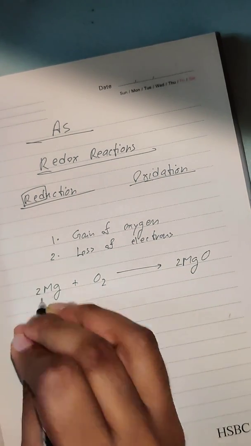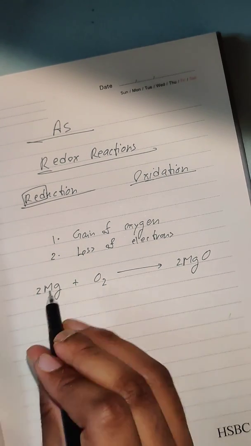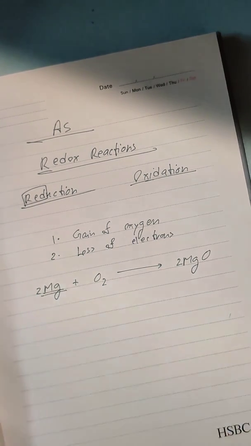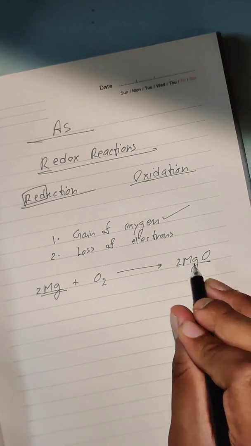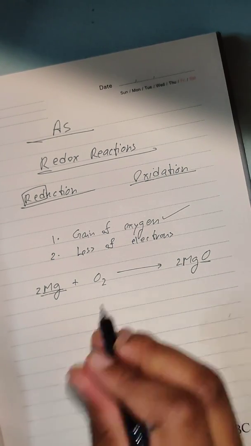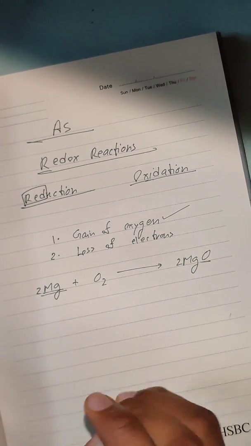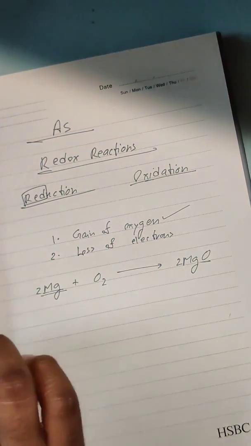We balanced it. Great. What is happening here? First of all, this magnesium has gained an oxygen and formed magnesium oxide. That means this magnesium has been oxidized. But the second thing is also happening here, right?